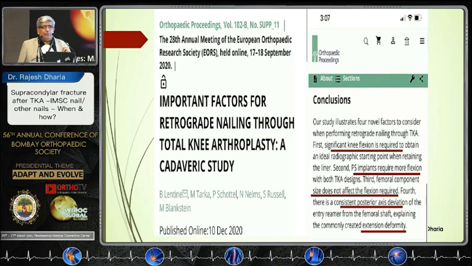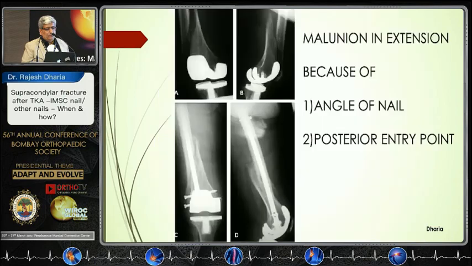Some of the important points brought out during the cadaveric study are that very significant knee flexion is required for introduction of the nail, and the posterior stabilized implant requires more flexion. The constant posterior axis deviation while introducing the nail may lead to extension deformity of the fracture. As you can see here very clearly, the fracture is united but it is in extension because of the posterior entry insertion of the nail.